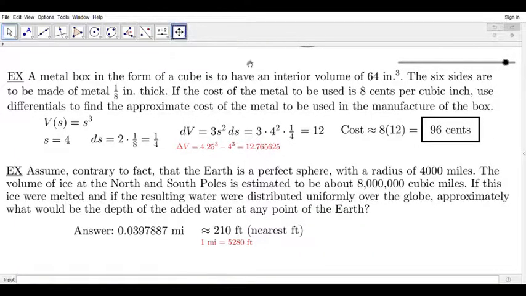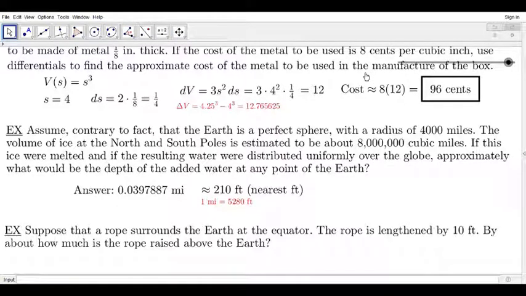Next problem. Suppose that a rope surrounds the Earth at the equator. The rope is lengthened by 10 feet. By about how much is the rope raised above the Earth? Even though the Earth is approximated as a sphere, the rope is wrapped around the equator, a circle. So the length of the rope is a circumference C.